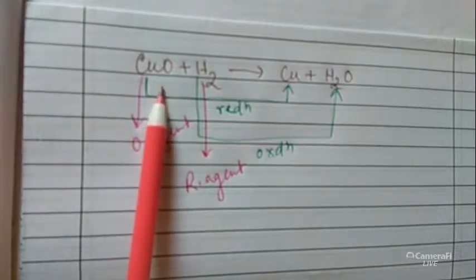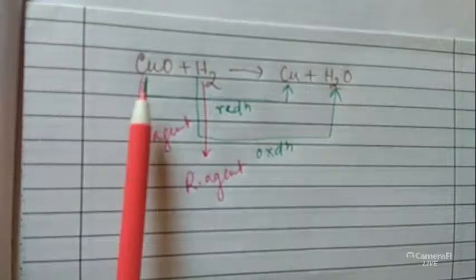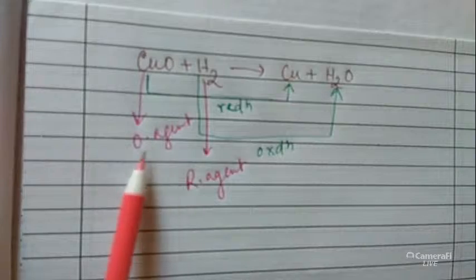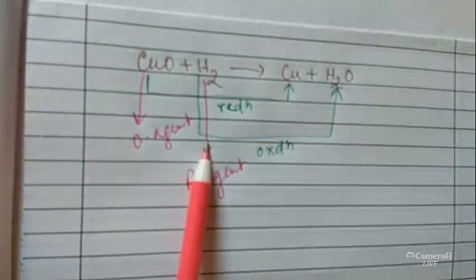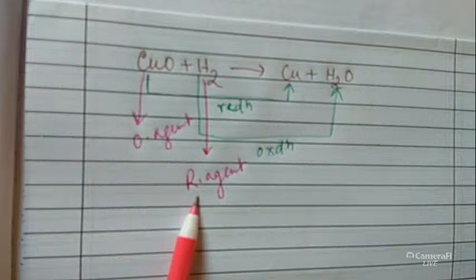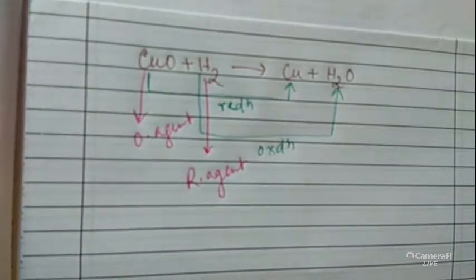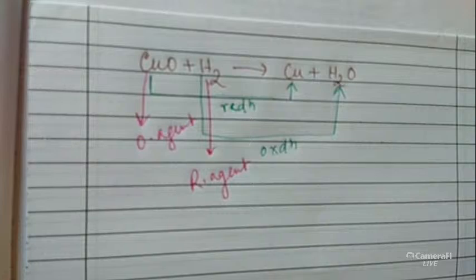I'm repeating the reaction once again. Copper oxide is changing to metallic copper, so copper oxide is getting reduced. As it is getting reduced, it is helping in oxidation, so it is called an oxidizing agent. On the other hand, hydrogen is getting oxidized, so it helps in reduction, so it is called a reducing agent. If you want to copy it down, please copy it.